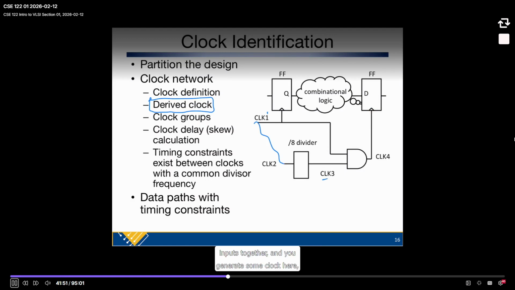So if you tie these two inputs together, then you generate some clock here. Actually, this example wants them not to be tied together. This is related to this, except they're different by a factor of 8. Right? For every 8 toggles of clock 2, you have 1 toggle of clock 3. They're different frequencies, and they might also have skew between them as well, depending on the delay difference between the edges.